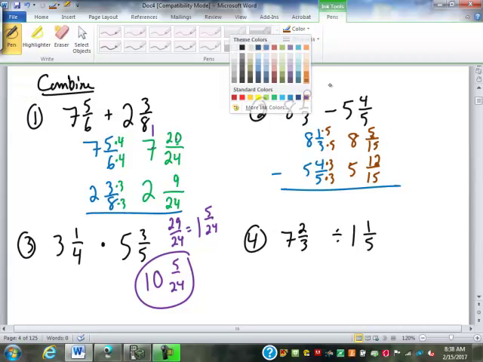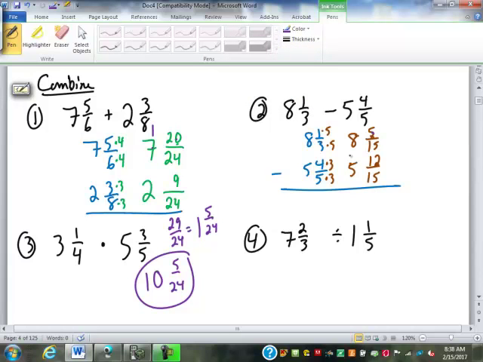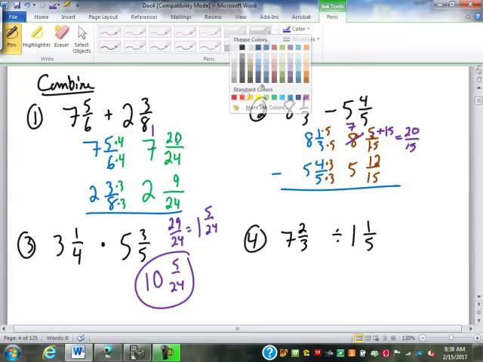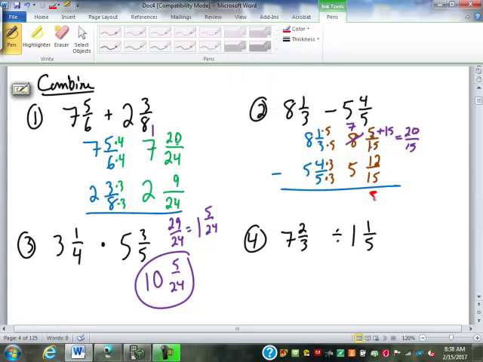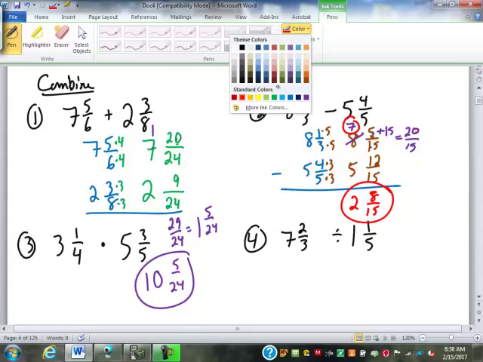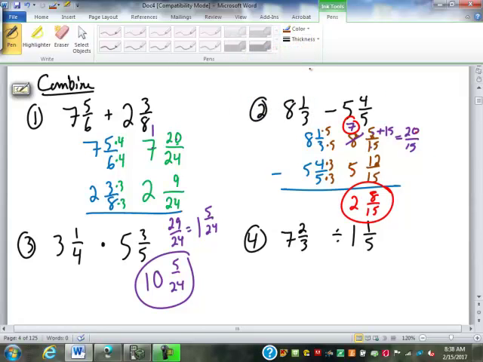So now we go to subtract. 5 minus 12 cannot be done. So we're going to borrow. That's going to be a 7. What do we have to do to the 5? Add 15. We add the denominator. So it's 20 15ths. 20 minus 12 is 8 15ths. 7 minus 5 is 2. So it's 2 and 8/15. Any questions so far? Okay.